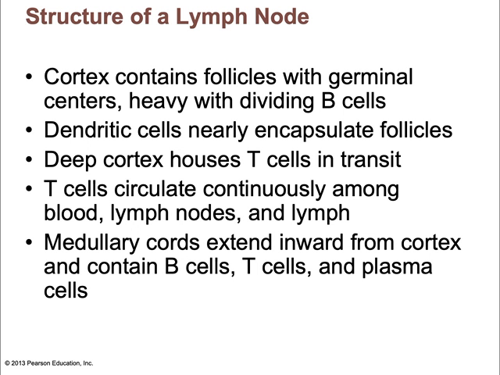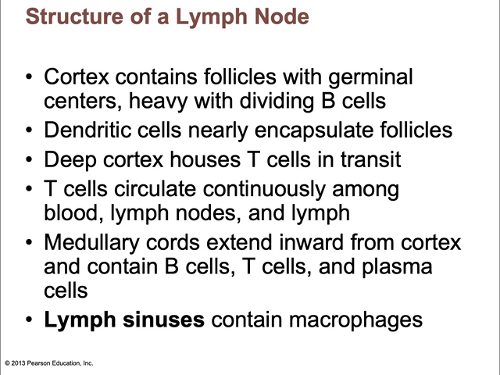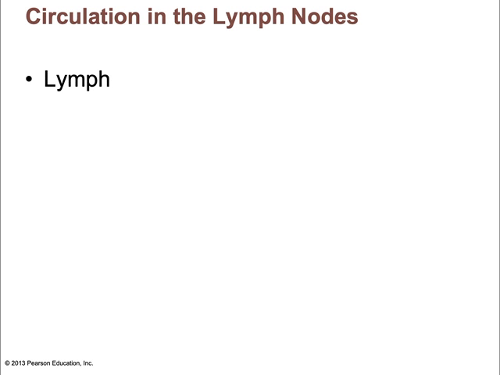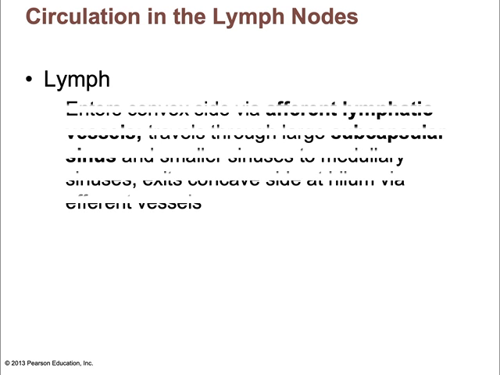The medullary cords extend inward from the cortex and have B cells, T cells, and plasma cells, mature ones. The lymph sinuses are primarily populated with macrophages. Remember that a sinus is just an open area inside an organ. It can contain either gas or fluid or both.